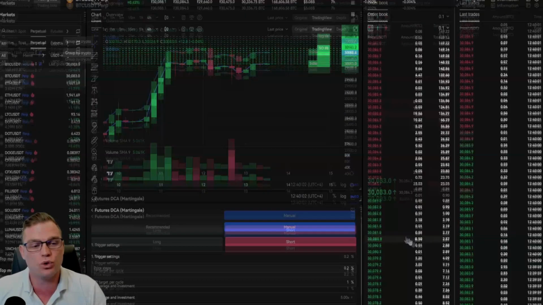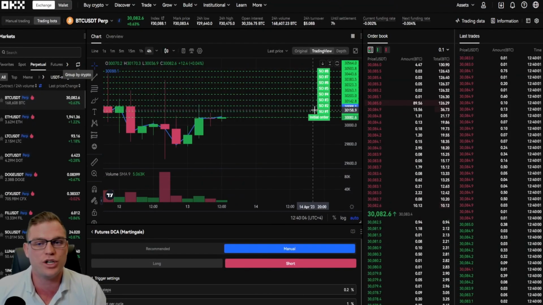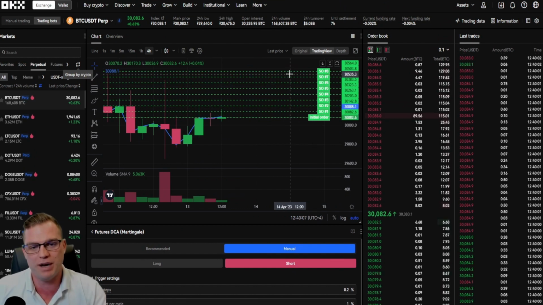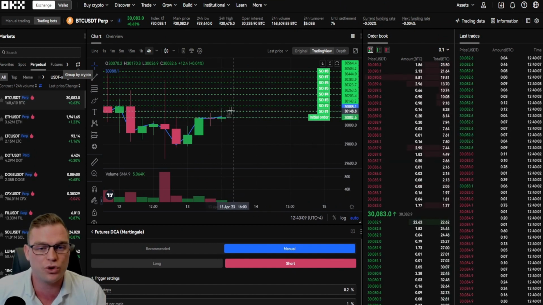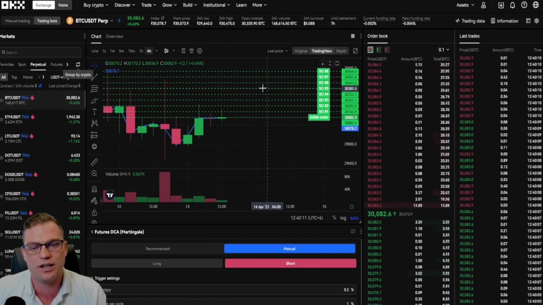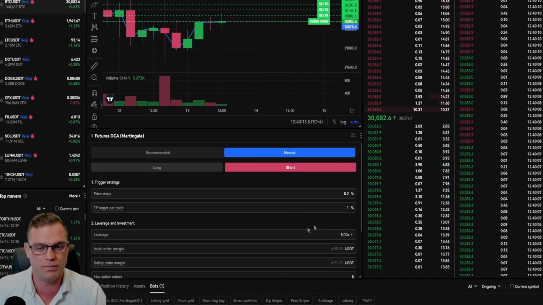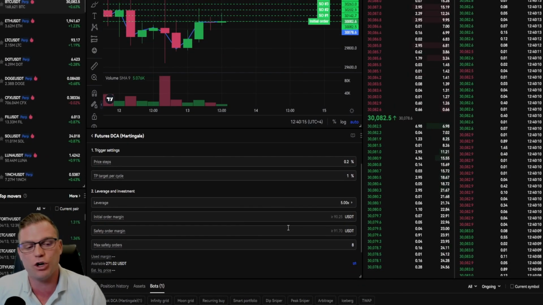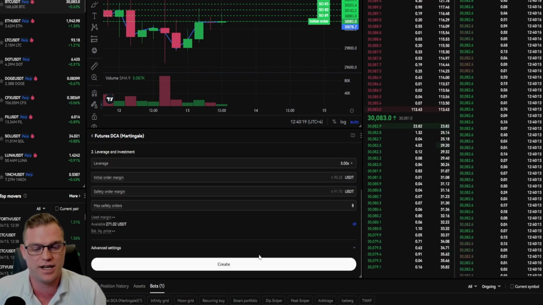Again, if you wanted to short, so say you wanted to dollar cost average short, you can see that the safety orders are now flipped above, meaning that it is going to short the market as it climbs against the traditional spot. So it's giving you the option to trade both directions of the market. Again, you just put in the settings, easy as that, and bang, create.